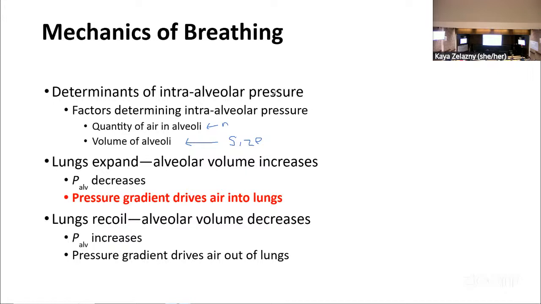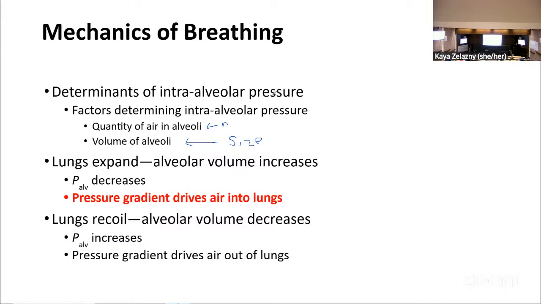Then our lungs are going to recoil. That alveolus is going to get small, right? So for a little while, we're going to have that same quantity of air in the alveolus that we just did when we stopped breathing in. And we're compressing that alveolus down as our lung bounces back and gets smaller. So this is what creates a positive pressure and pushes the air out of the lungs.